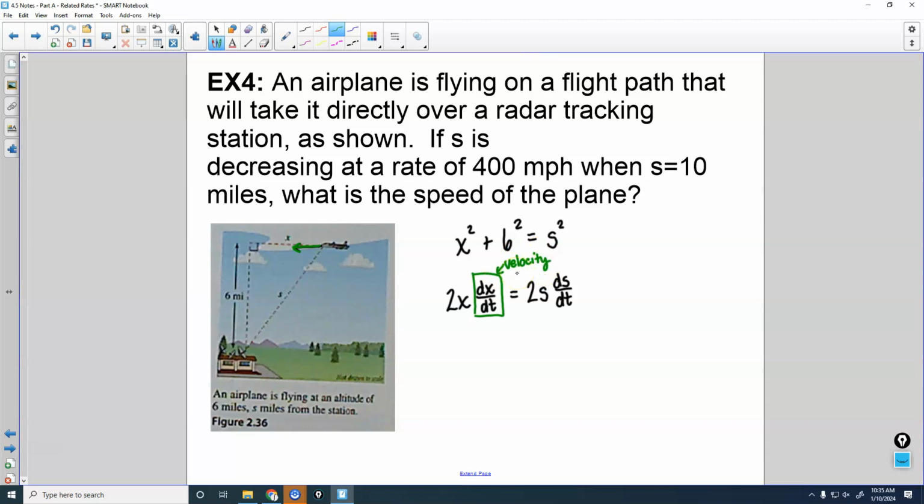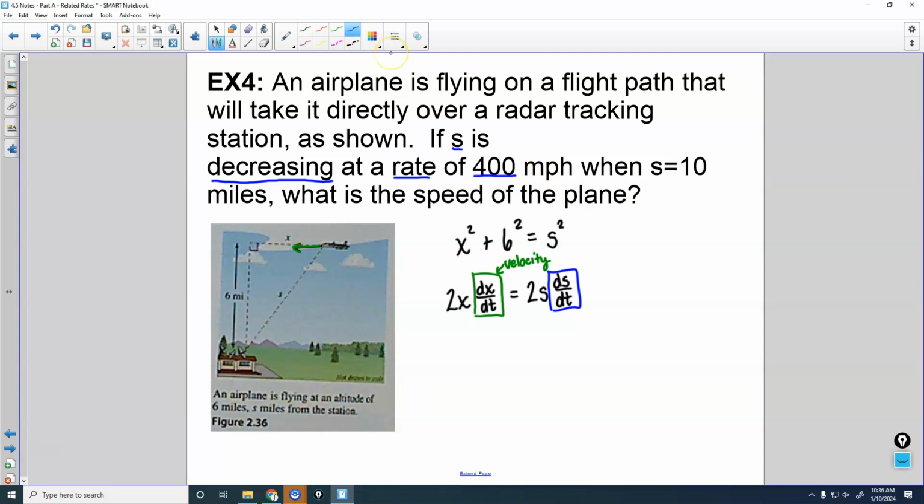Sometimes it might ask for velocity where you want that sign. This one wants just speed. So if we get a negative, we're just going to say a positive for our answer. All right, so that means we have to plug in everything else besides this. It is telling us here s is decreasing at a rate of 400. Which variable is that? ds/dt. And since it's decreasing, should we plug in 400 or negative 400, right?